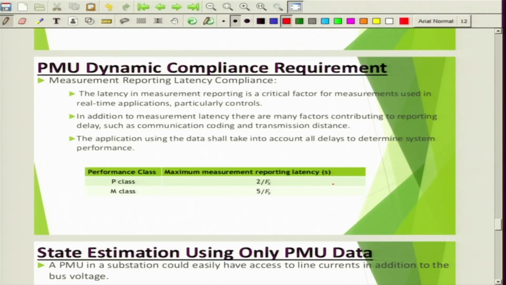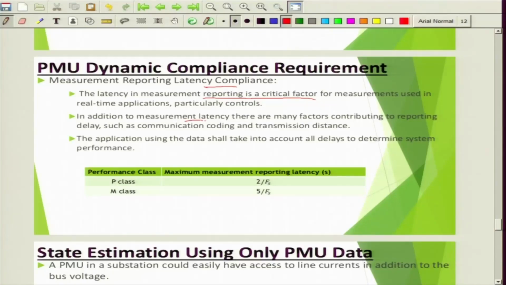So measurement reporting latency compliance is another important consideration which has to be included. Latency, which is nothing but communication delay, is the delay in measurement reporting, and is a critical factor for measurements used in real time applications, particularly controls, because the data you may be receiving may be correct, but if you are receiving the data at a very wrong time, then it will lead to wrong action. So right data, right measurement at the right time will be able to take action at the right time. So this is very important.